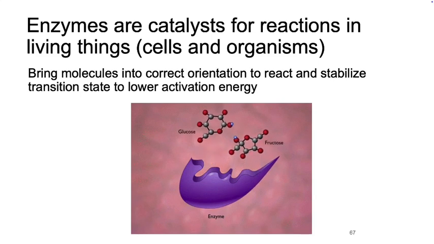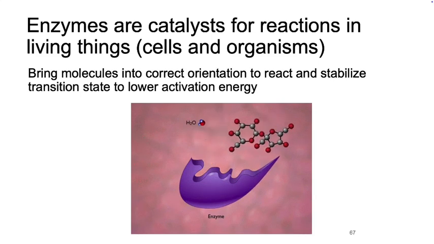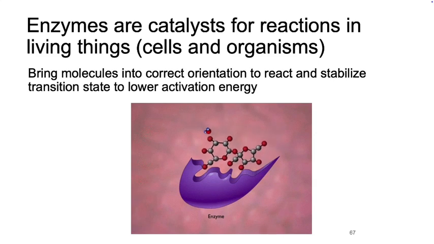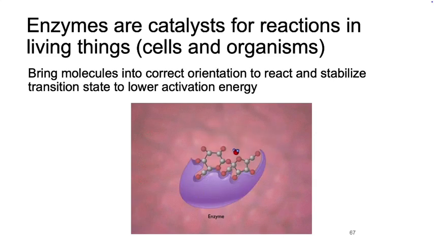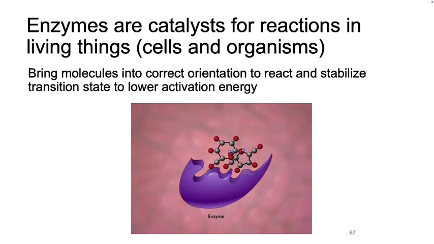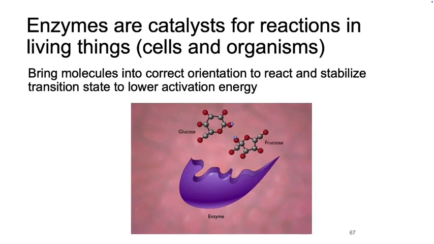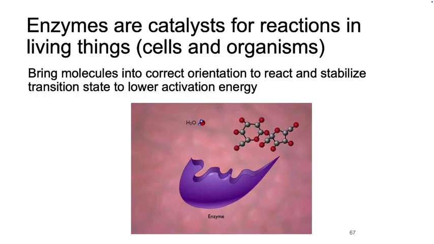Okay. Water is present everywhere. Water could run this chemical reaction in and of itself, just random bouncing. But the random bouncing doesn't get the proper orientation. The enzyme helps to ensure that proper orientation so that we can get the chemical reaction to happen at an increased rate.